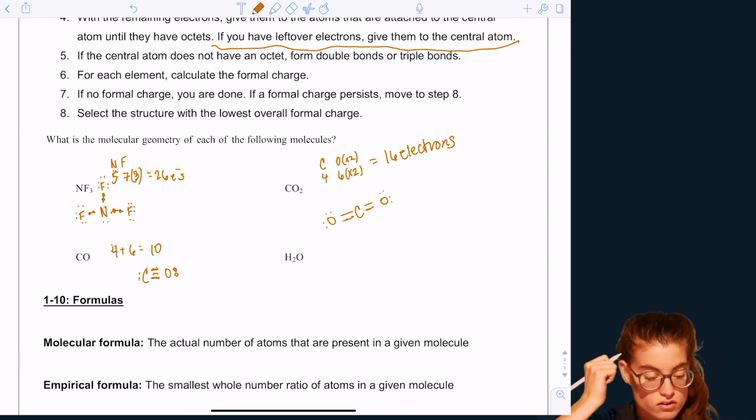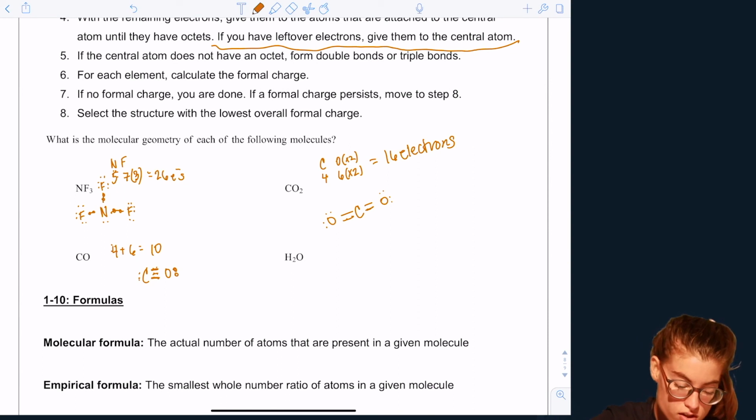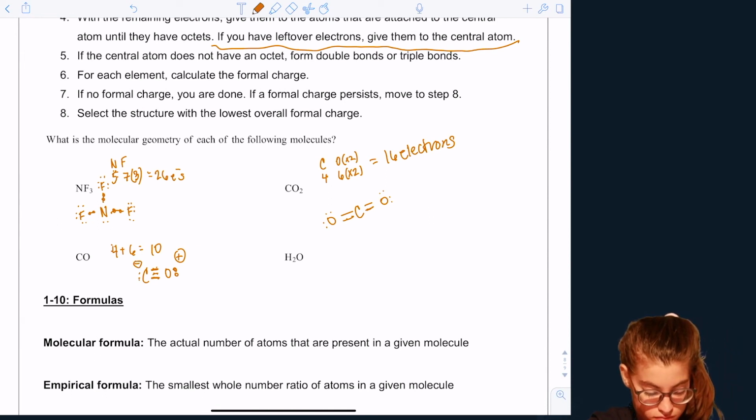Now we need to calculate the formal charges. Oxygen has a positive formal charge, and carbon has a negative formal charge. So there we go.